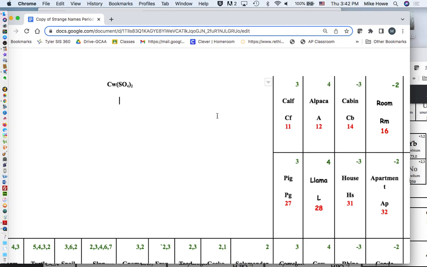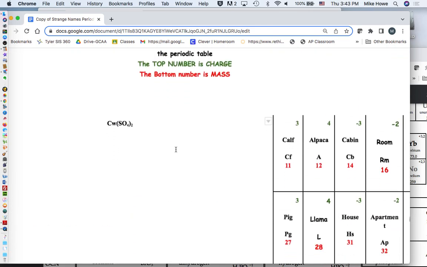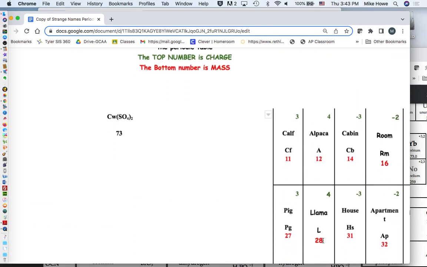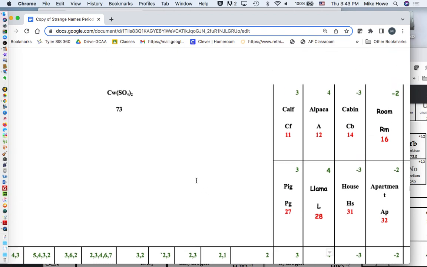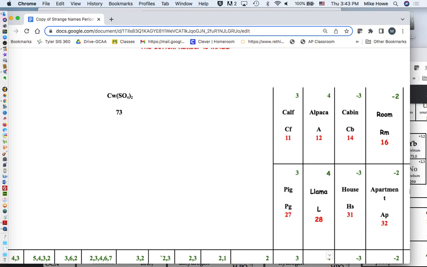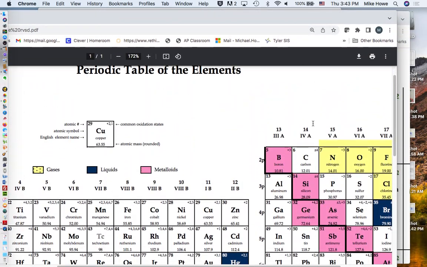is by looking at the mass of cal, and it's 73. So I would have 73. Again, where did I get that? The red number here, 73, is the mass. We're going to add to the 73 the mass of 2 sulfates. So to find the mass of 2 sulfates, you first want to find the mass of each individual element. So sulfate is made of sulfur and oxygen. So over here, sulfur is right here.